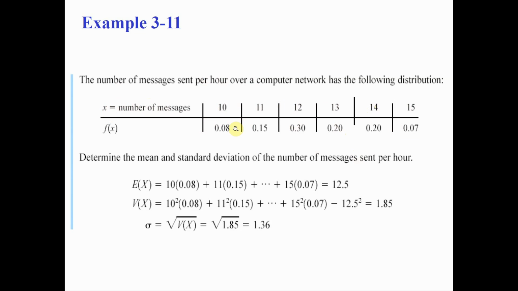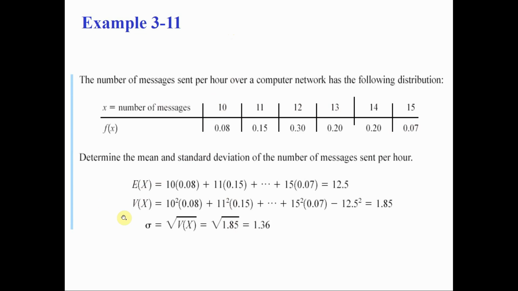This is our random variable. So our random variable X, we can also put it vertically, it does not make a difference. X is equal to 10 or 11 or 12 or 13 or 14 or 15 with the given probabilities, and we just need to calculate the expected value and the variance.